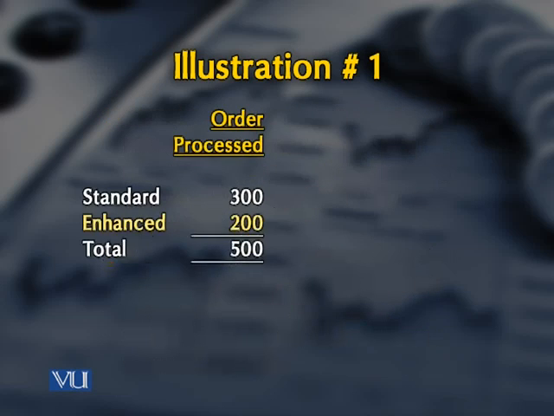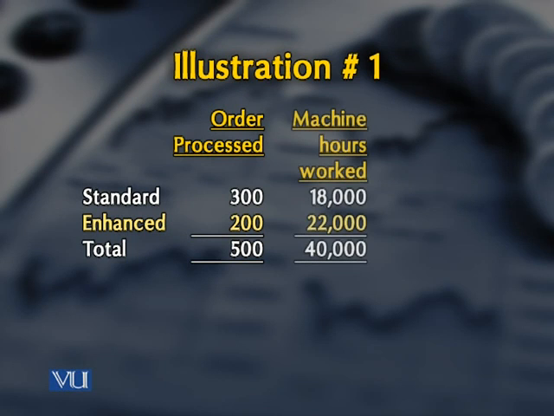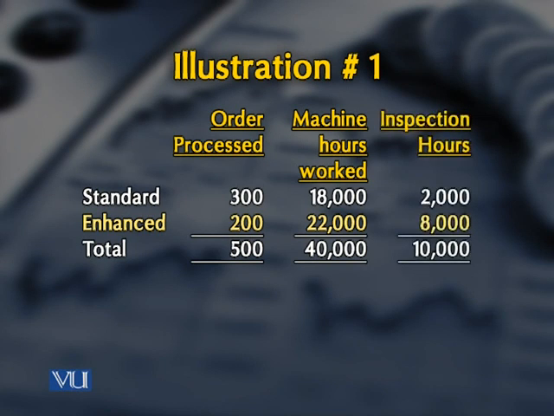So we work out order processing 300 for standard and 200 for enhanced. Similarly, machine hours worked for standard 18,000 hours and 22,000 hours. Inspection hours 2,000 and 8,000. Total is 500, 40,000 and 10,000.